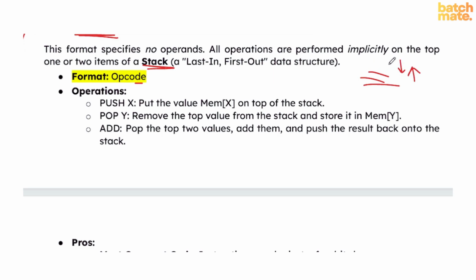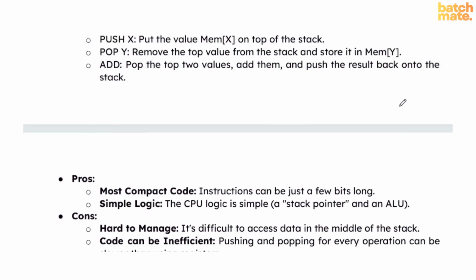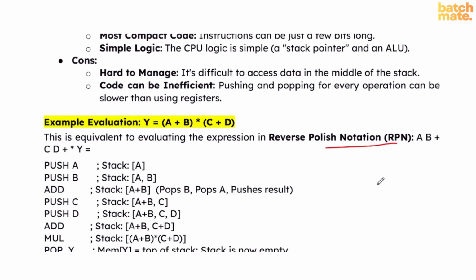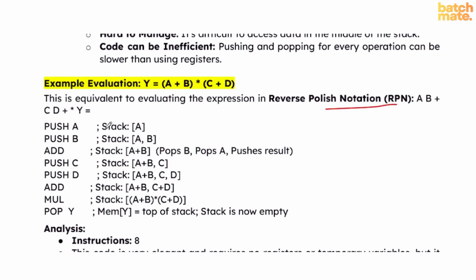Here, all operations implicitly happen to the top 2 items on the stack. The rule is, when you say add, the CPU automatically pops the top 2 numbers, adds them, and pushes the result back on top. To solve our equation, we use a different way of thinking called reverse Polish notation, or RPN. We load data first, then operate. Step 1, push A, push B. Now the stack has A and B on top. Then send the command add. Now the hardware pops A and B, adds them, and pushes the result A plus B back.